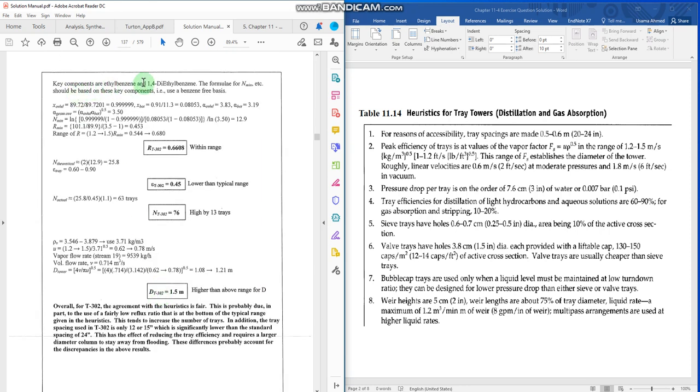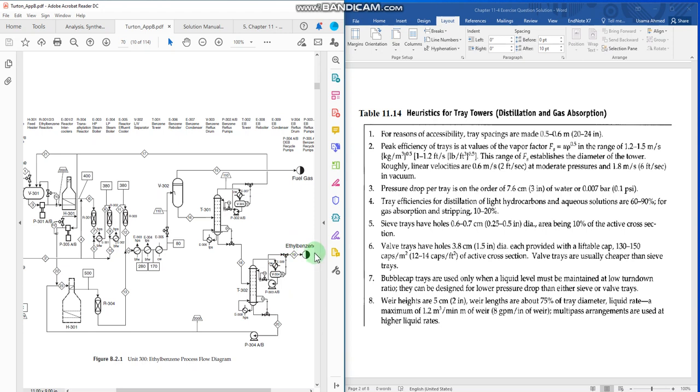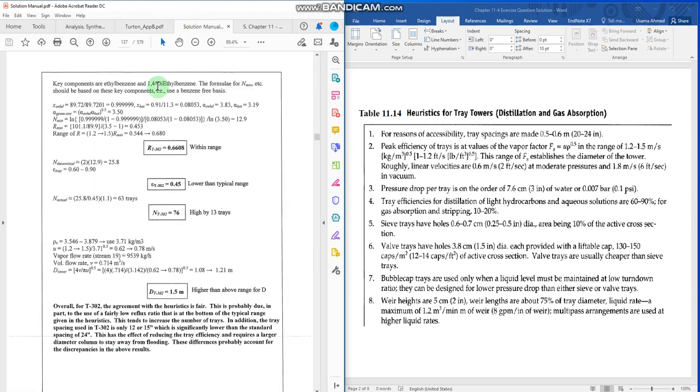Now key components are ethyl benzene and 1,4-diethyl benzene. So if you go back to the flow sheet, you would see that in this distillation column, we are separating the ethyl benzene from the 1,4-diethyl benzene. Okay. The formula for minimum number of stages should be based on these components using a benzene free basis. Okay. On the basis of benzene, we would calculate the minimum number of stages.